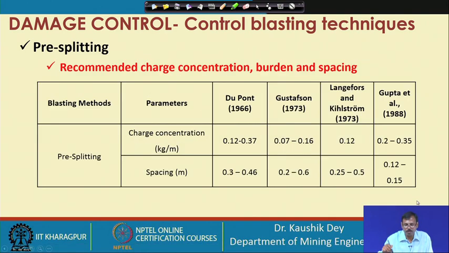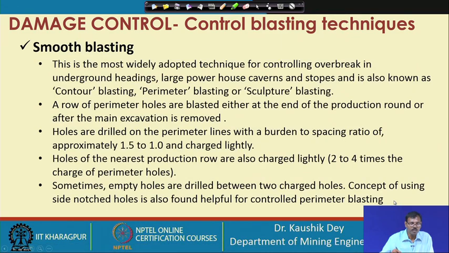The design guidelines of pre-splitting as given by Dupont, Gustafsson, Langefors-Kihlström, Gupta et al. are given in this slide. These are more or less similar across all the researchers. So, you can see the spacings are very small if you are comparing, and the charge concentrations are also very low for most of the cases.